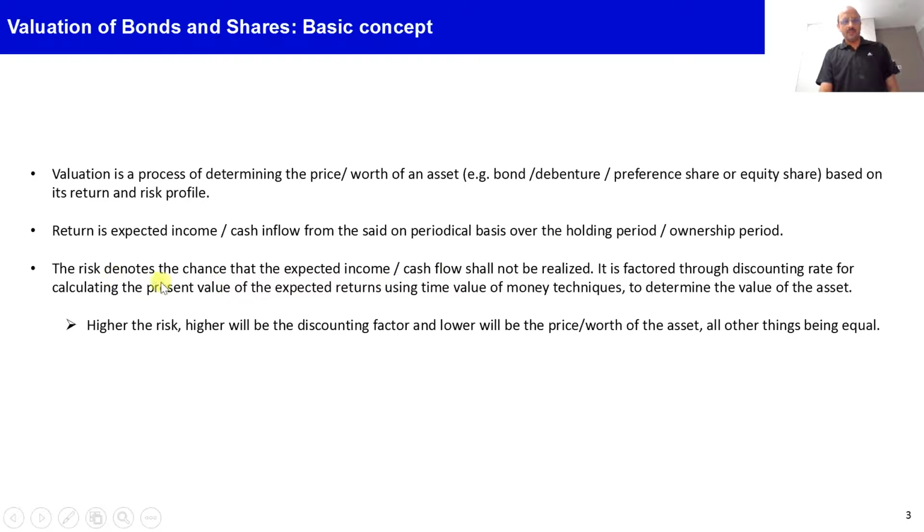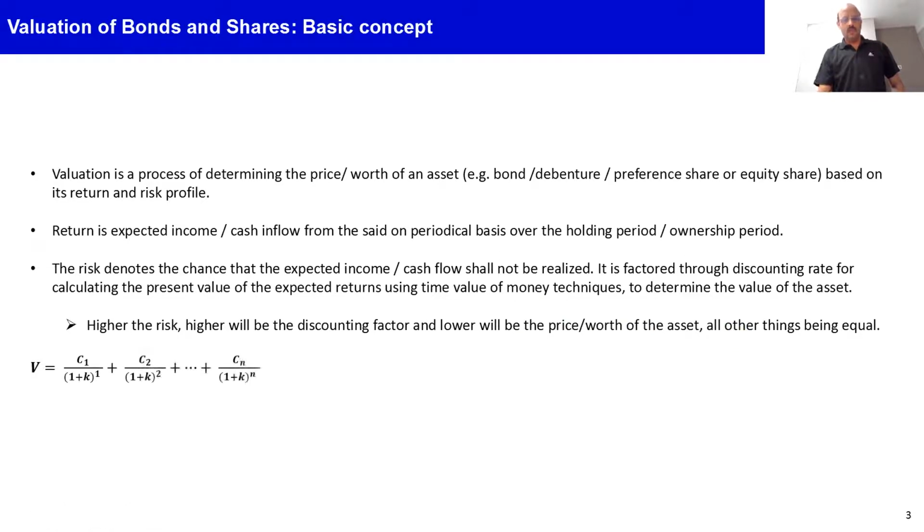And what is the risk? Risk is basically the chance that the expected outcome will not occur or that the cash flow expected will not be realized. So it is basically the variability in the return, which is denoted by the time value of money, and the expected return is discounted by that rate. So the higher the risk, the higher the discounting factor. The future cash flow received or the expected outcome will be discounted at a higher rate, and the value of that asset will become lower, all other things being equal.